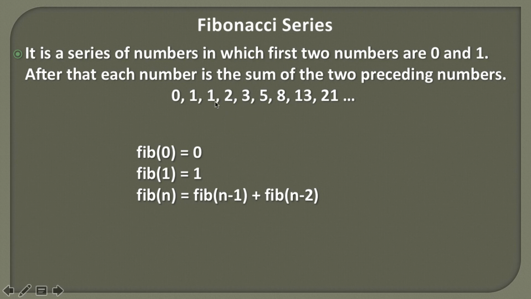Similarly, 1 plus 2 will give 3. 2 plus 3 will give 5. 3 plus 5 will give 8. 5 plus 8 will give 13. And 8 plus 13 will give 21. So this is how the series goes. If you want to calculate any Fibonacci number, we simply take the preceding two numbers, sum them and we get the number. So this is the basic formula to calculate the Fibonacci number.